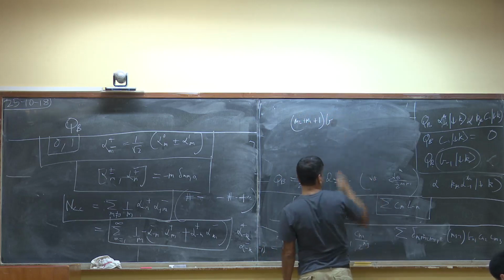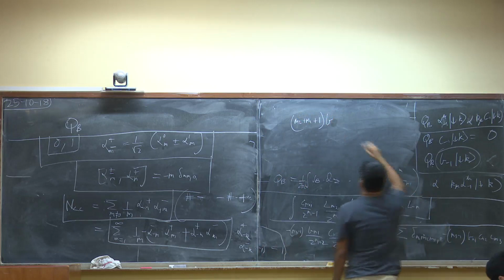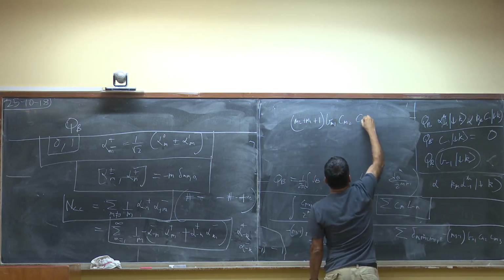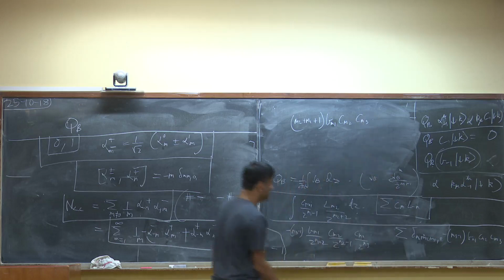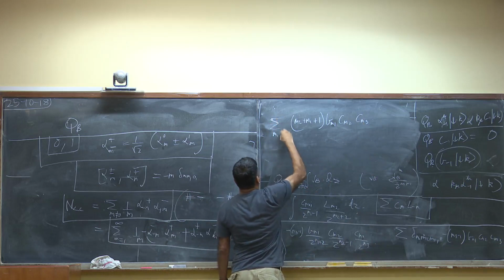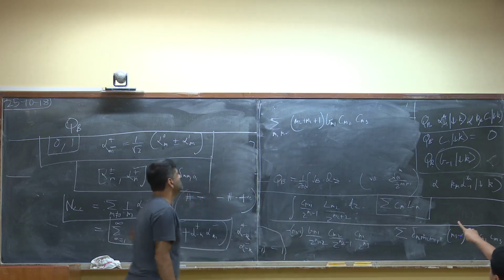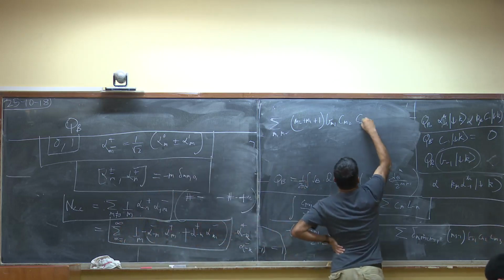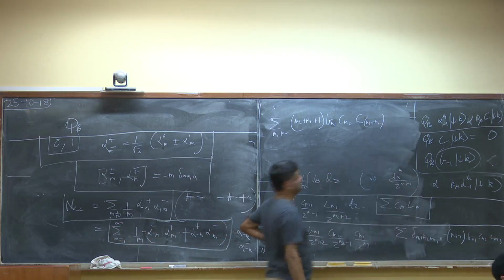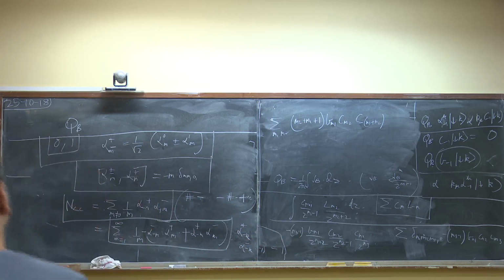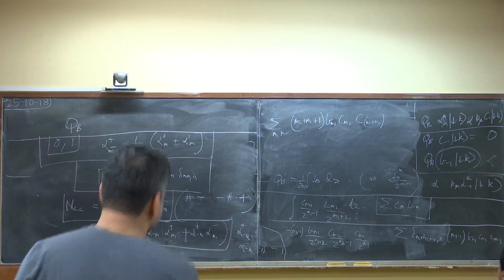B m1, c m2 and c m3, and sum over m1 and m2. Also, m3 you do write as minus of m1 plus m2. We will operator normal order this, so put everything to the right.